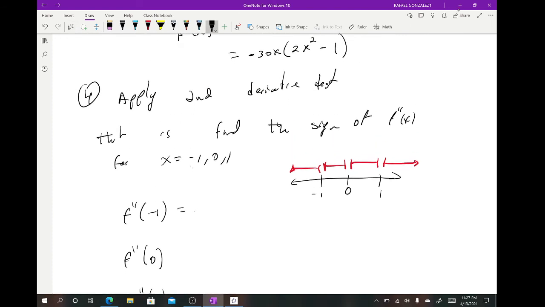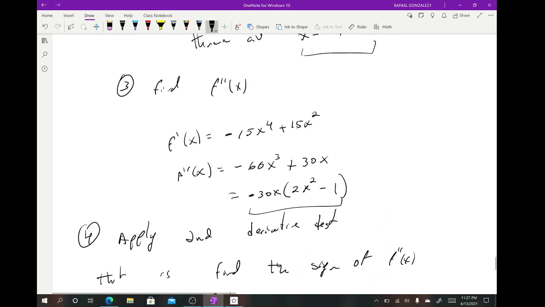Anyway, so the second derivative at negative 1 is what? Well, we have negative 30 times minus 1 times 2 times minus 1 squared minus 1. That's just what the second derivative is. Negative 30 times minus 1 is 30. Negative 1 squared is just 1. 1 times 2 is 2. 2 minus 1 is 1. So this is just 30. 30 is a positive number.